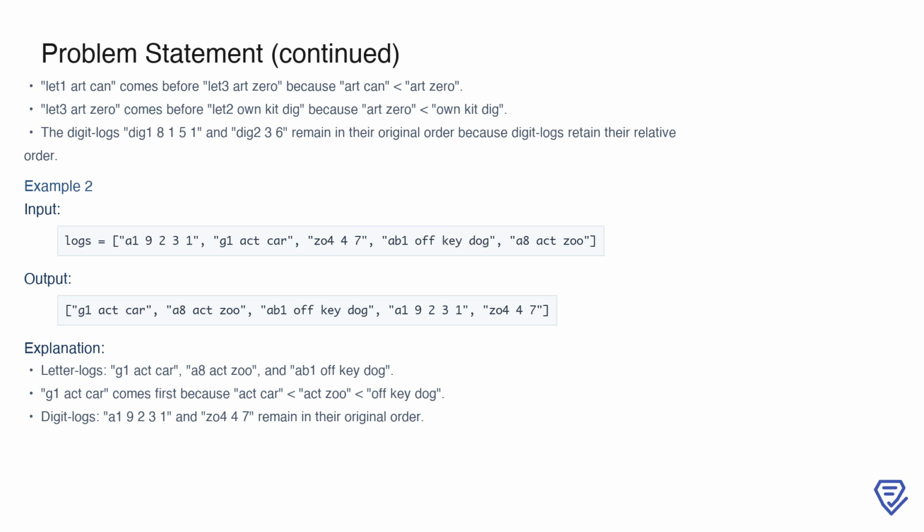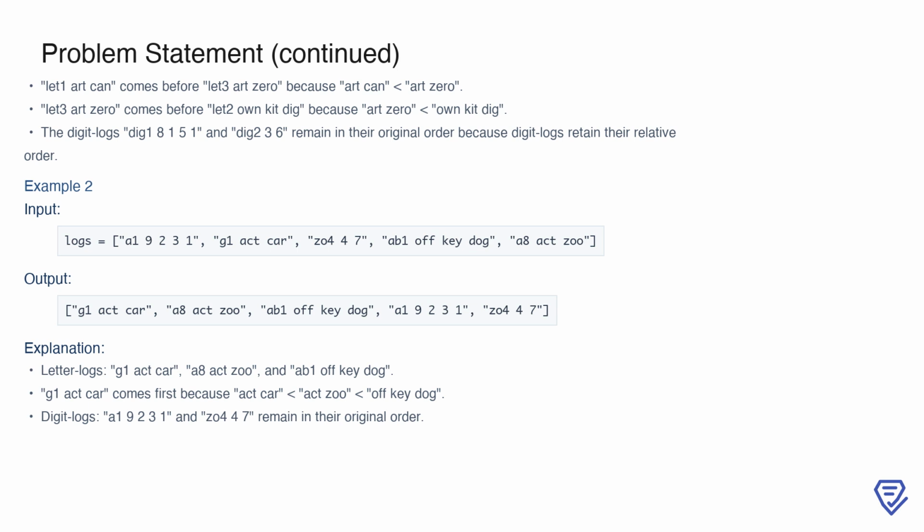To break this down further, let1 art_can is placed before let3 art0 because art_can comes before art0 lexicographically. Similarly, let3 art0 comes before let2 own_kit dig because art0 is smaller than own_kit dig. The digit logs, dig18151 and dig236, are left untouched and appended to the result after all the letter logs. Now, let's look at another example.